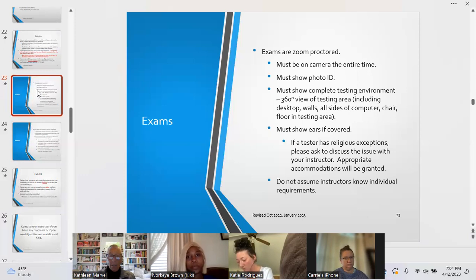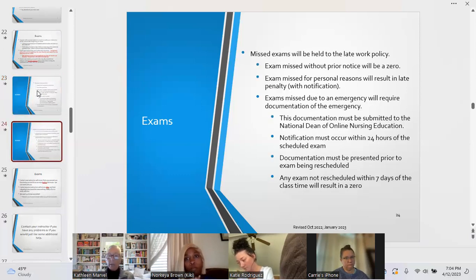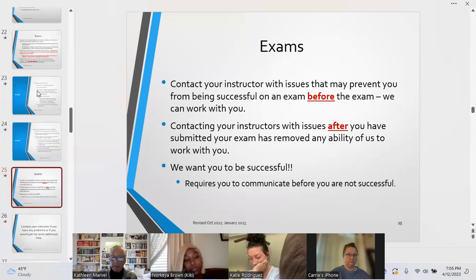Yeah. You guys know about Zoom, right? For exams, you got to show your photo ID. Yeah, we'll go through that when we get to the exams. Don't worry about that. Missed exams will be held to the late work policy. Now, if you just don't show up to take an exam, it's a 0. Okay. If you miss the exam for personal reasons, you'll have to take a 10% deduction. Right? But any exams missed due to emergencies will require documentation submitted to Dean Brown and will be approved for you to take it on a different day.